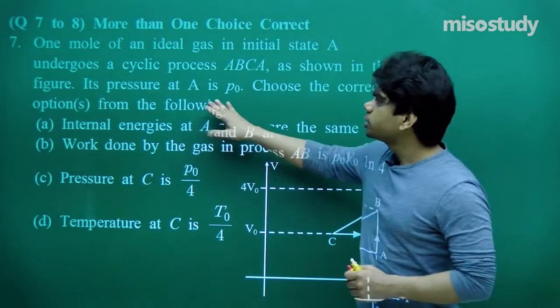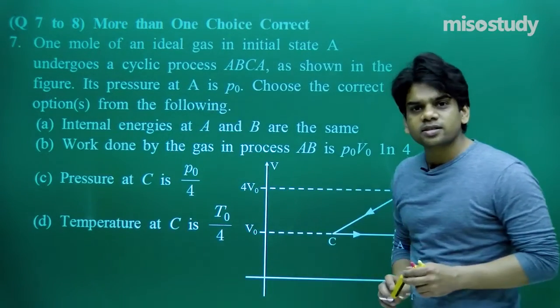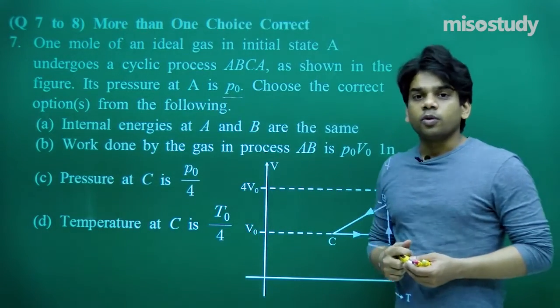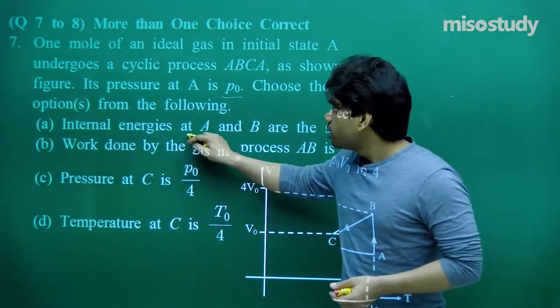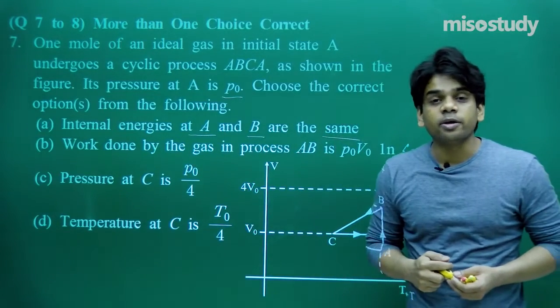As shown in the figure, its pressure at A is P0. At A, you can see the pressure is P0, that is given. Choose the correct option from the following. Now, first option: internal energies at A and B are the same.